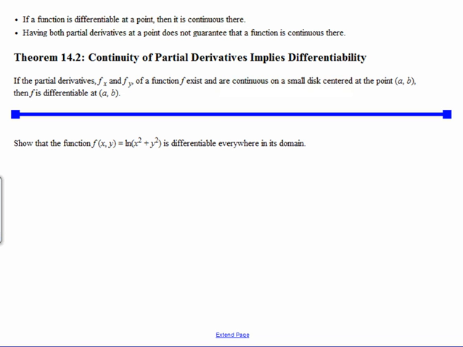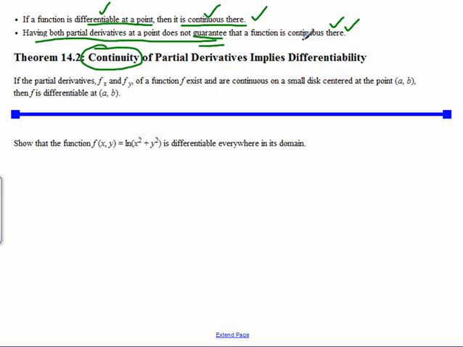Okay, so let's think about one other topic, which is continuity. So we have a little bit of definitions here. It says if a function is differentiable at a point, then it is continuous there. So as long as we can prove differentiability, we can prove continuity. And once again, having both partial derivatives at a point does not guarantee that a function is differentiable there. We can see that from that last example, because you could have two partial derivatives, but the function may not be differentiable.